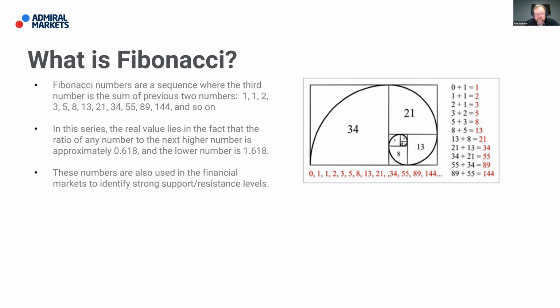So what actually is it? What does it mean? Well, the Fibonacci numbers are a sequence where the third number is the sum of the previous two numbers. Okay, that's it. Just that's its very most simplest basic form.